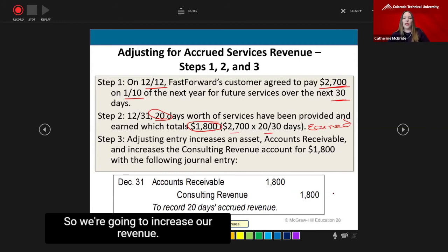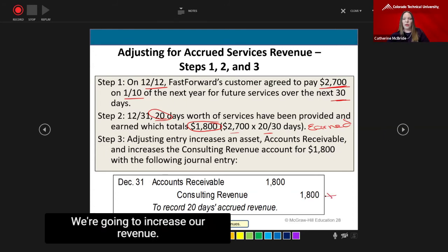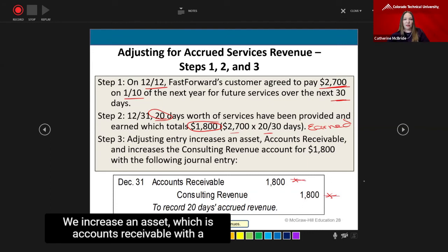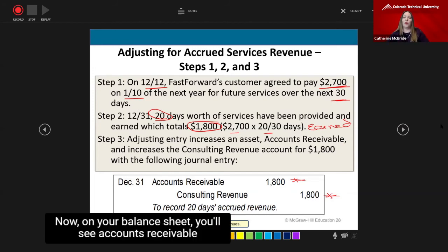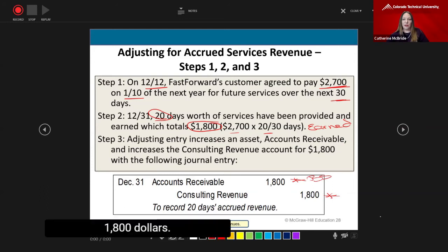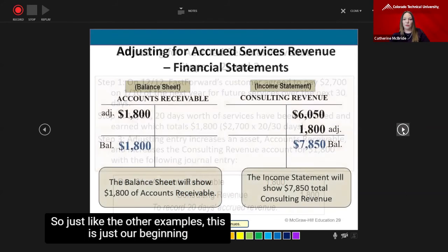So we're going to increase our revenue. We increase revenue with a credit. We're also going to increase our accounts receivable. We increase an asset, which is accounts receivable, with a debit. So we're going to debit accounts receivable, and we're going to credit consulting revenue. Now, on your balance sheet, you'll see accounts receivable, $1,800. And on our income statement, we will have increased our consulting revenue, $1,800.